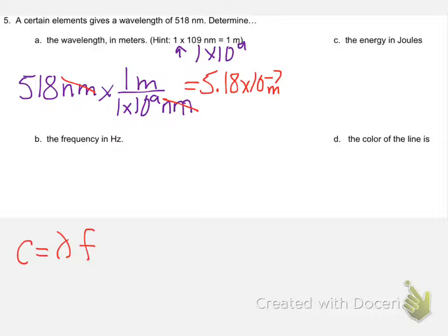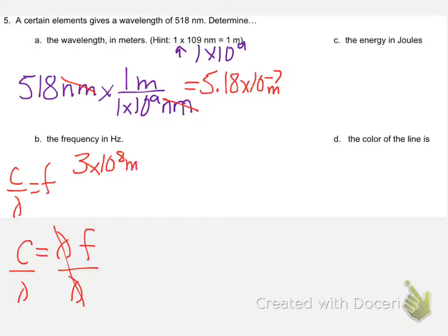If I want to get frequency by itself, I'm going to divide both sides by lambda. So then in this equation I need C over lambda equals frequency. So C is the speed of light. That's going to be 3 times 10 to the 8th meters per second divided by 5.18 times 10 to the negative 7th meters. So the reason we needed meters is that I need my units to match when I do my calculation.